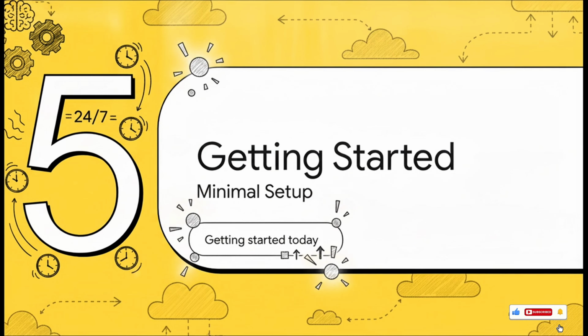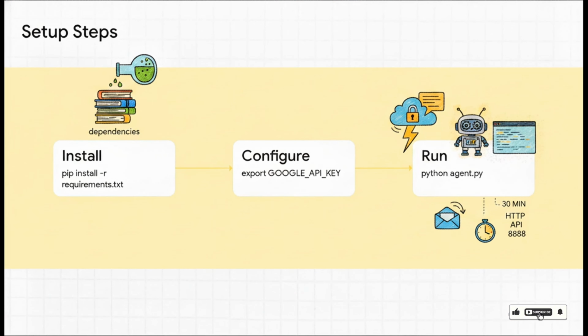All right, let's wrap up with getting started today. You might be thinking a system like this requires some massive, complicated deployment, but for early-level engineers, the setup is incredibly minimal. And this brilliantly illustrates just how accessible it is. Install your Python dependencies, export your Google Gemini API key into your environment, and run the Python script. That is literally it. With just those 3 steps, the agent is alive.